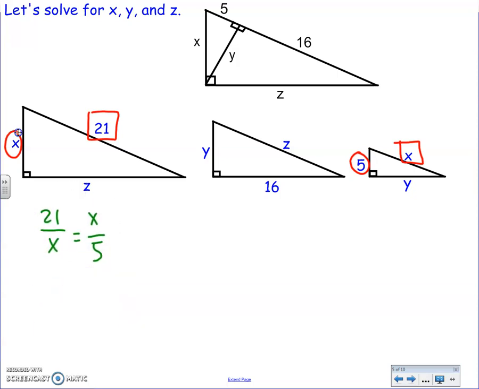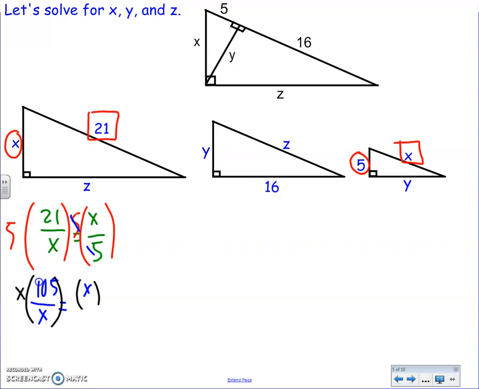To get rid of fractions, you multiply both sides by a denominator. Let's do 5. All right, that makes our left fraction 105 over x, and on the right fraction, the 5's cancel. Multiply both sides by x to go to the next fraction, to get 105 equals x squared. Then I square root it. 105 breaks down to 21, 5, 3, and 7, so 3, 5, 7. There's no pairs, so that is fully reduced. So we just found x.